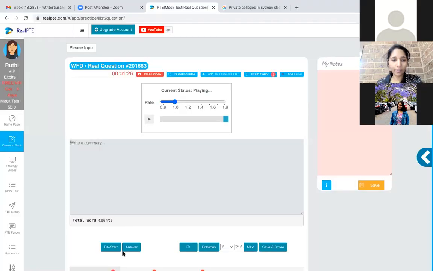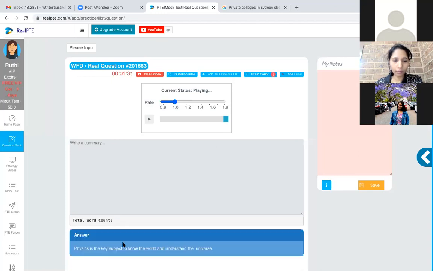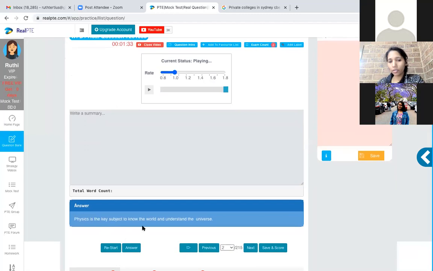I forgot the first half, sorry. First half, okay. It was actually displayed. I didn't realize it until Paul suggested. Physics is the key subject to know the world and to understand the universe.